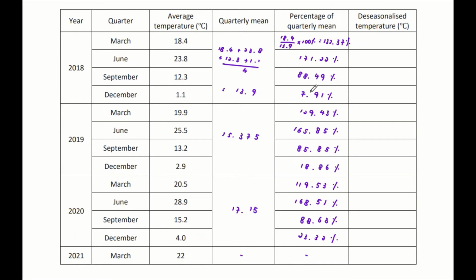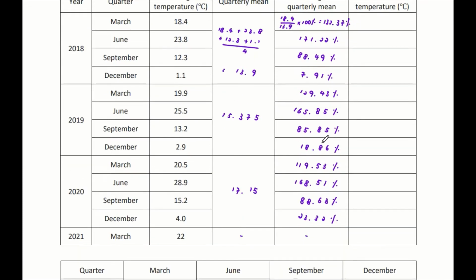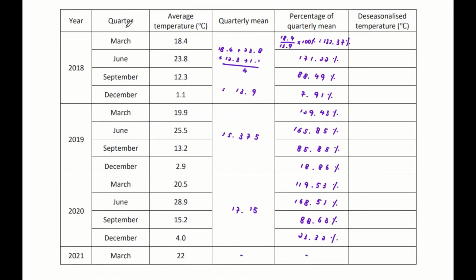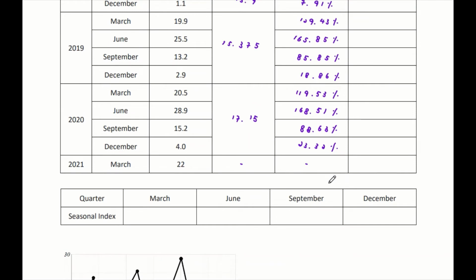After we have found this, now we can identify the seasonal index by using the percentage of the quarterly mean here. What we are trying to do is look at the different quarters, the different periods. This is the percentage for March 2018, March 2019, March 2020. We are going to find the average, so we can find out the average performance during the period of March for each year. You can see that normally for March, the average temperature is slightly higher than the quarterly mean. Same thing, 1, 2, 3, add them together, then divide by 3. You should be able to get the seasonal index here.